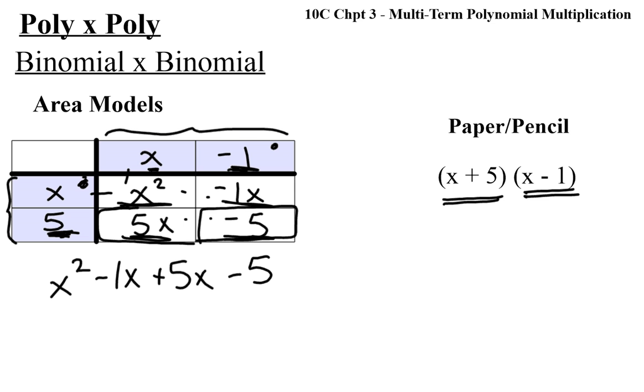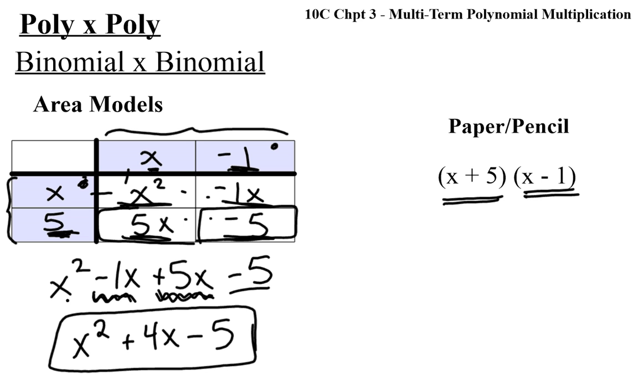Binomial times a binomial is 4 terms, but look at this, we have 2 like x terms, so we finish with x squared, negative 1 and positive 5 is positive 4x's, minus 5. And we end up with a trinomial. So x plus 5 and x minus 1 finishes with 4 terms.